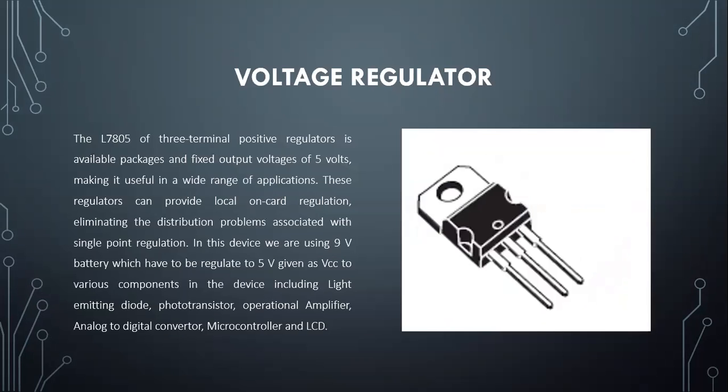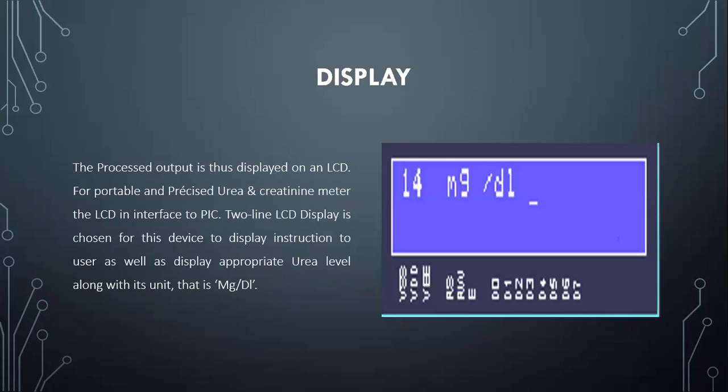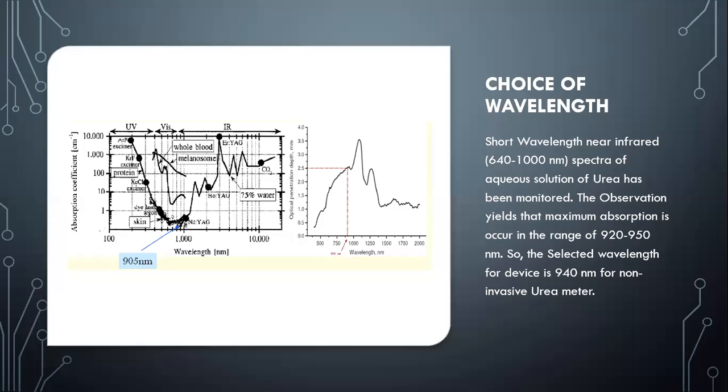Number two, the voltage regulator. Number three would be the operational amplifier. Number four will be the display so that the readings can be seen. And choice of wavelength. This is quite important because the wavelength actually shows you the reading.